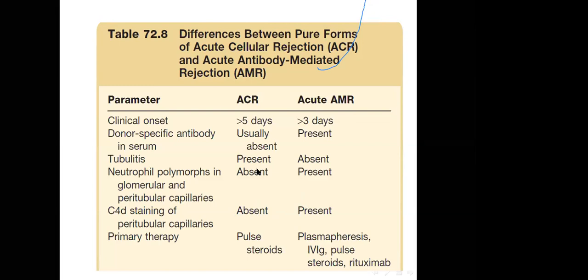Also, you will have DSAs or a post-transplant positive cross-match in antibody-mediated rejection, and it will be negative in cellular rejection because cross-match and DSAs are looking for antibodies in the serum. Okay.